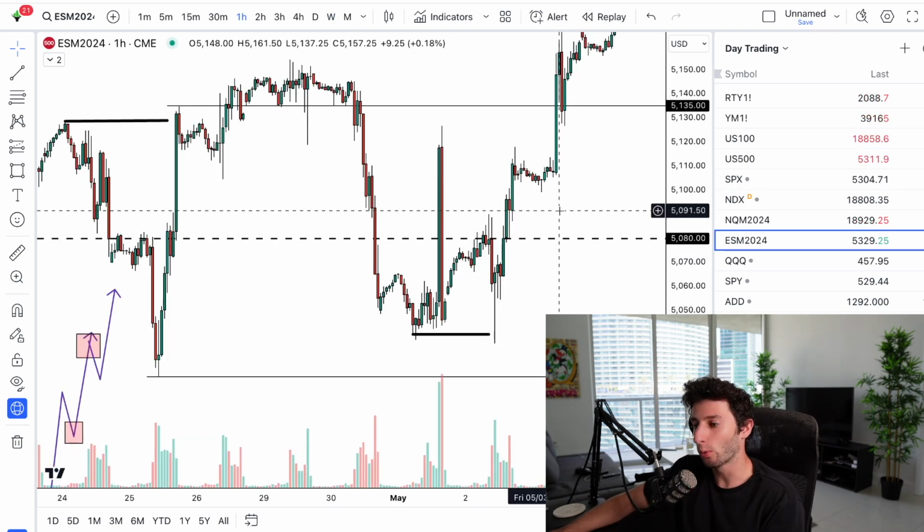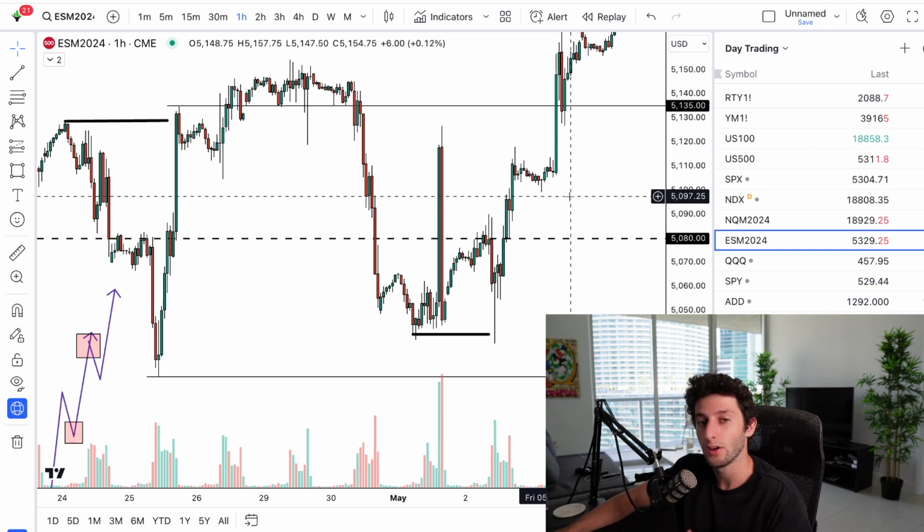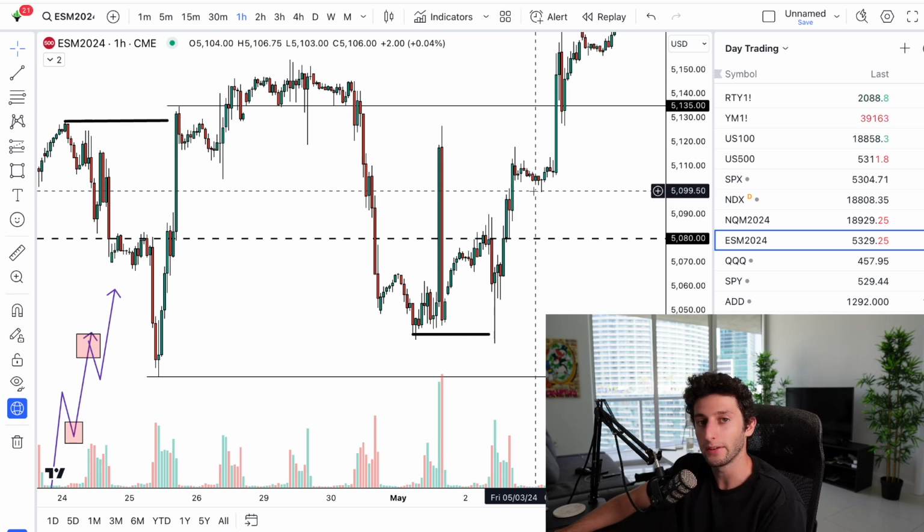Now, what's really important is that you have to use this rule in conjunction with market structure. If you don't have a good understanding of market structure, it's going to be very, very tough for you to actually use this rule and implement it in your trading.